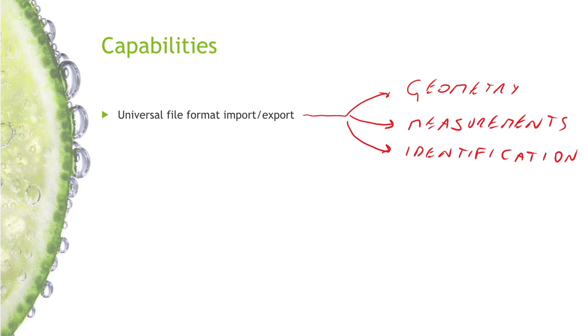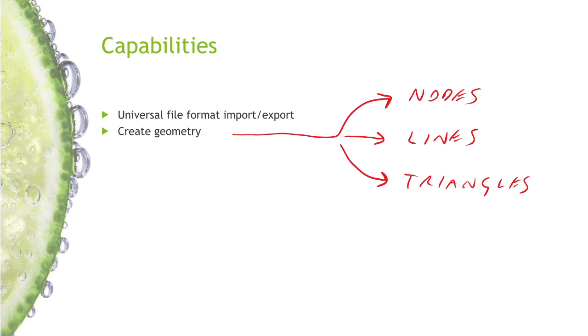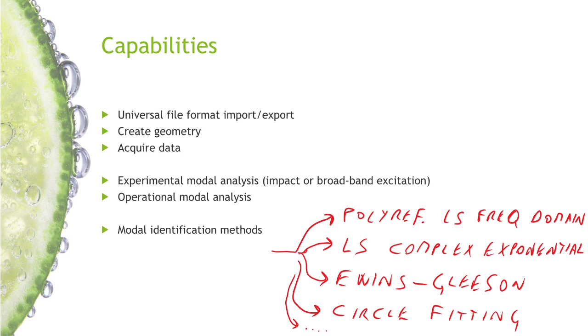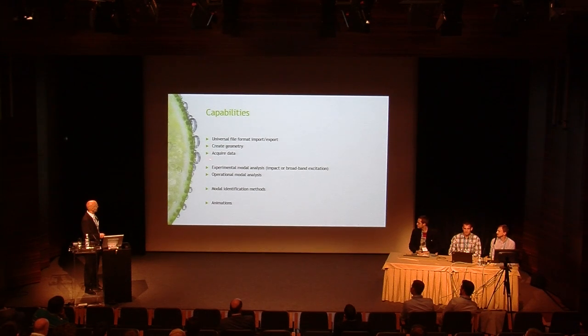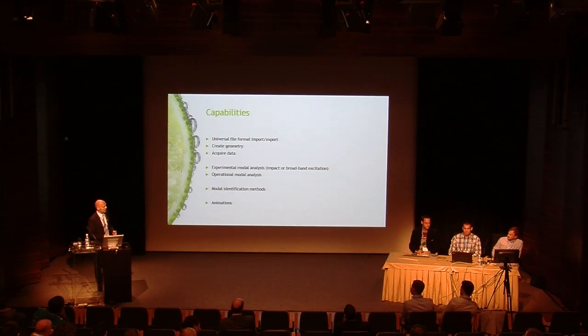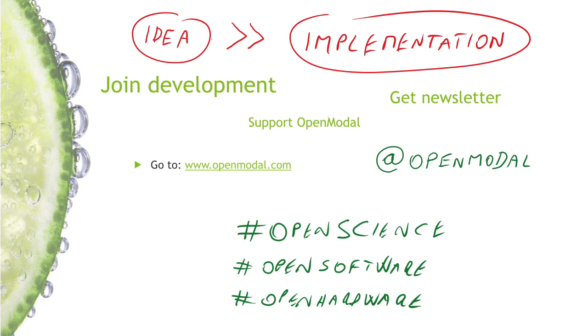So I will now sum up some of the capabilities. We have complete support for universal file format with regards to geometry, measurement, and identification parameters. As you saw before, the geometry is supported from nodes, lines, triangles. We have experimental modal analysis and operational modal analysis, both impact and broadband excitation. And before that, I had here data acquisition. Currently we do support the National Instruments hardware, but more are about to come. It depends also on the interest from the users. And yes, for sure, we have animations support.